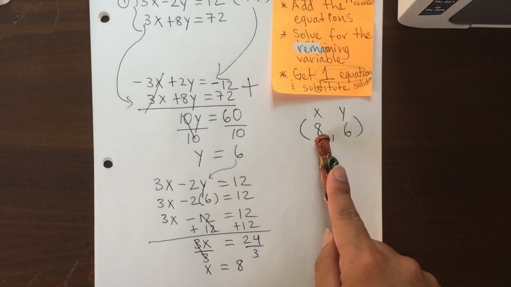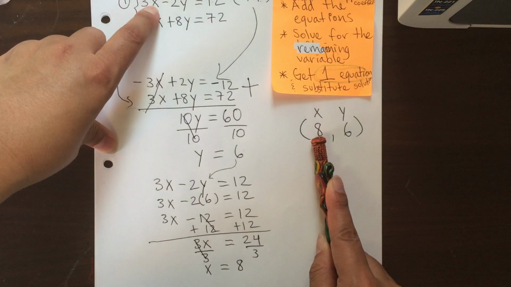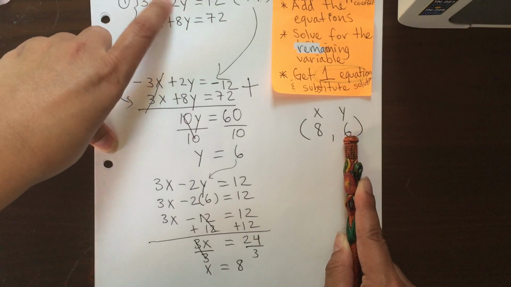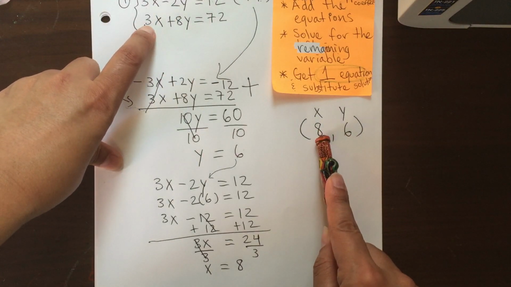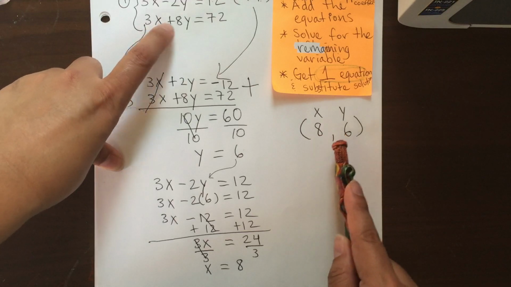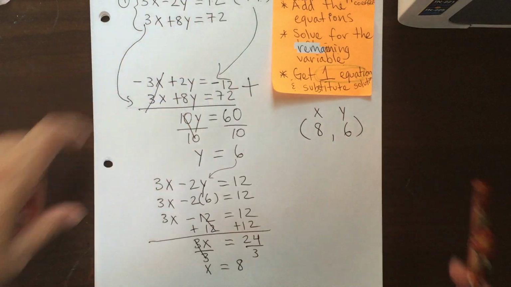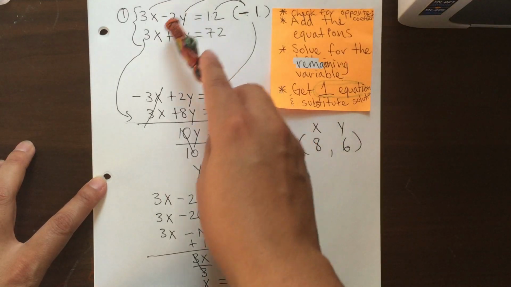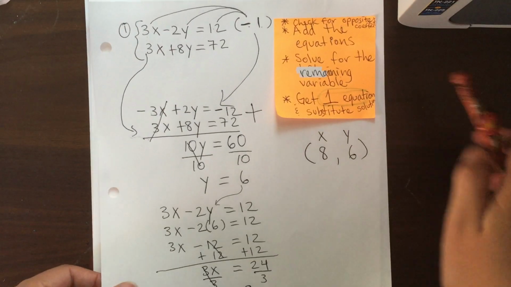Now you can always check your answers, because 3 times 8 is 24, minus 2 times 6 is 12, and 24 minus 12 is 12. The other one is 3 times 8 is 24, 8 times 6 is 48, and 24 plus 48 is equal to 72. Okay, so you can always plug those into your x and your y, and you could check your answers. Okay, let me do one more, or a couple more.